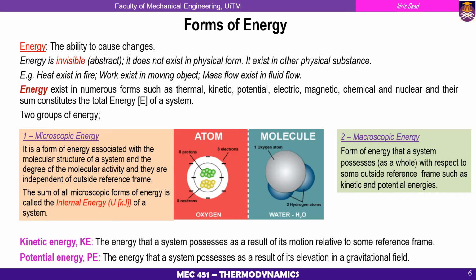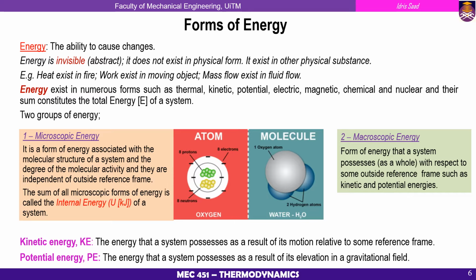As a review, the kinetic energy is the energy that a system possesses as a result of its motion relative to some reference frame. That means any mass which has a velocity will have kinetic energy. So the kinetic energy is always denoted in thermodynamics as KE. Mathematically, kinetic energy is calculated as half m v squared.